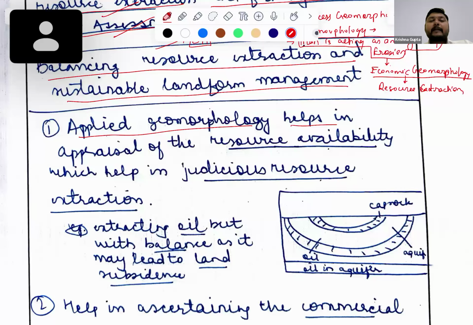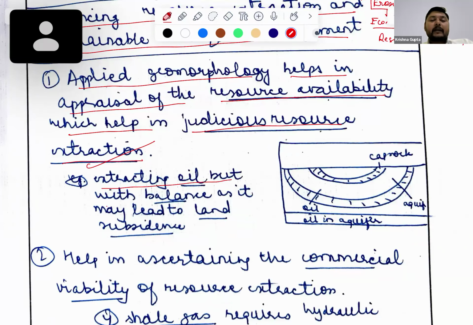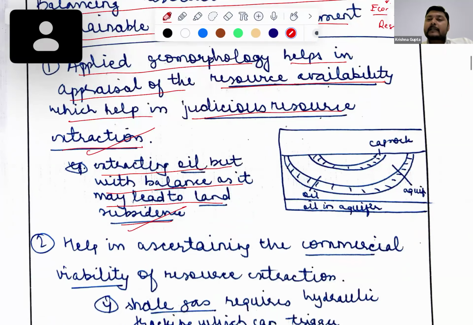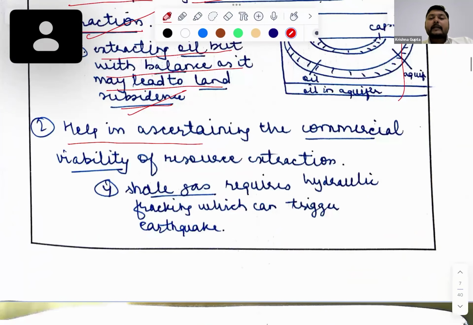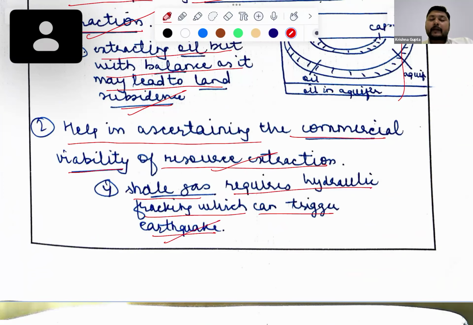Applied geomorphology helps in appraisal of resource availability, which helps in judicious resource extraction. Extracting oil, but with balance, as it may lead to land subsidence. Very good. Next is helping in ascertaining the commercial viability of resource extraction. Very good. Shale gas requires hydraulic fracturing, which can trigger earthquakes.